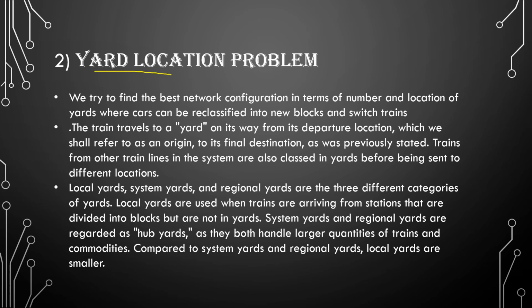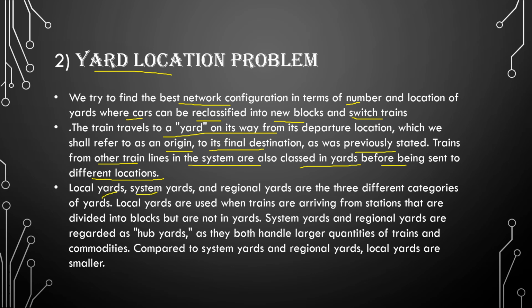The second problem is the yard location problem. We try to find the best network configuration in terms of the number and the location of yards where cars can be reclassified into new blocks and switch trains. The train travels to a yard on its way from its departure location, which we shall refer to as the origin, to its final destination, as was previously stated. Trains from other train lines in the system are classed in the yard before being sent to different locations.